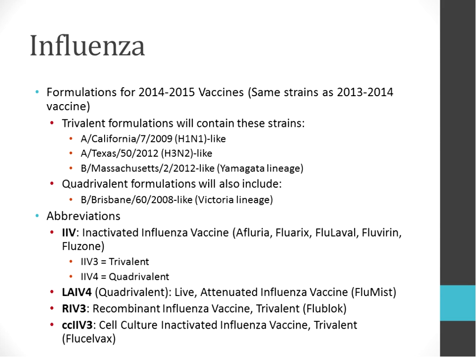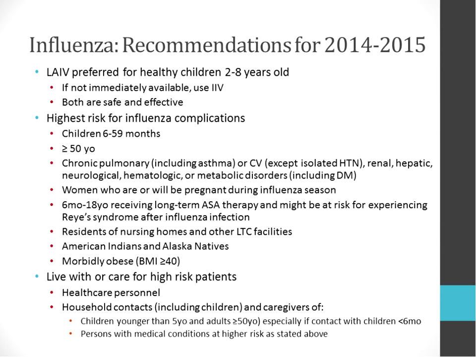I would become familiar with the abbreviations for these types of vaccines. So there's the inactivated flu vaccine, the live attenuated flu vaccine, the recombinant one, and the cell cultured one. So for the recommendations for the 2014-2015 year, the live quadrivalent is preferred in healthy children, ages 2 to 8 years old, and this is the Flu Mist, the nasal spray. If it's not immediately available, you can use the inactivated vaccine in these patients.